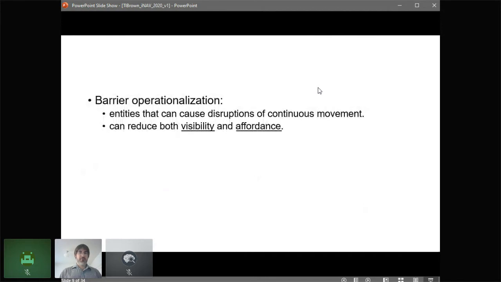In our lab, we've operationalized these barriers as things that can cause disruptions of continuous movement. And this can happen through disrupting visibility as well as the actual navigation affordances in the space.